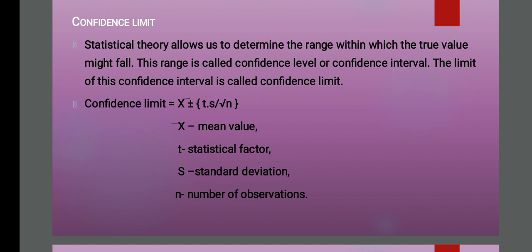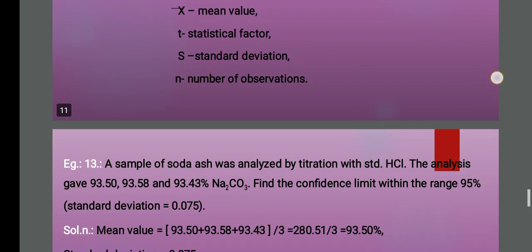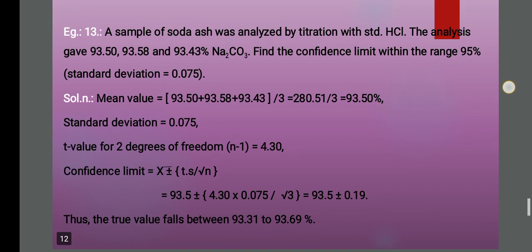Okay, so with all this we can also see a problem. What is given in the problem is that a sample of soda ash was analyzed by titration with standard hydrochloric acid. The analysis gave 93.50, 93.58 and 93.48% sodium carbonate. Find the confidence limit within the range 95%, and the standard deviation is 0.075.